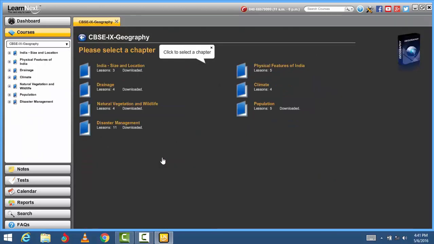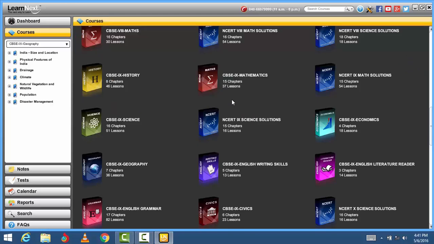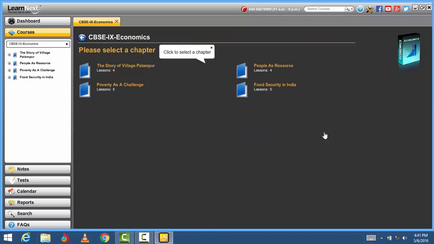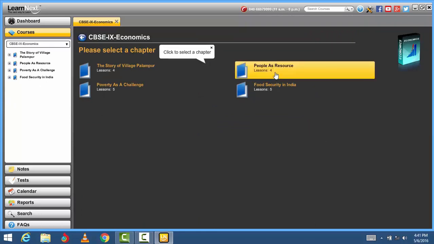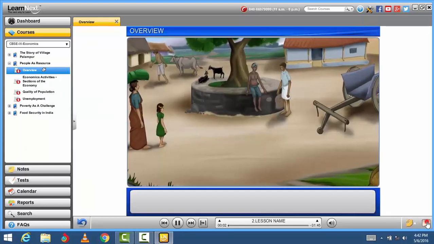geography. These are the geography chapters. In the same way, it will be like history only. Then is civics and then economics. These are the chapters. You may click any of the chapters. We will see this chapter, people and resources. First lesson is overview. Let us start with a short story.